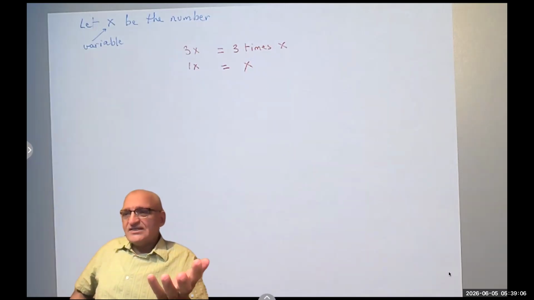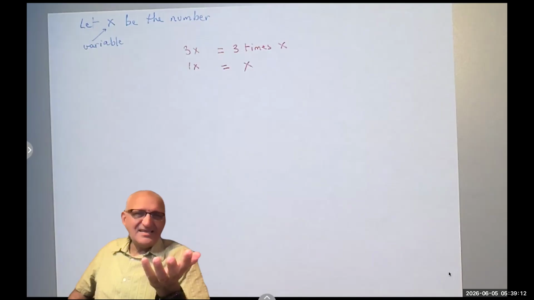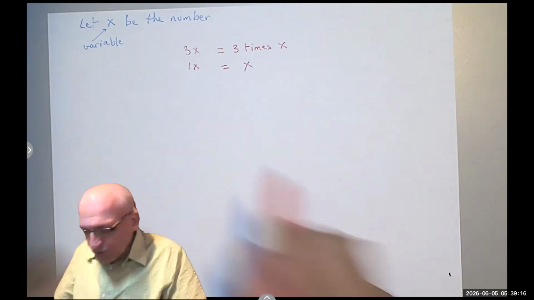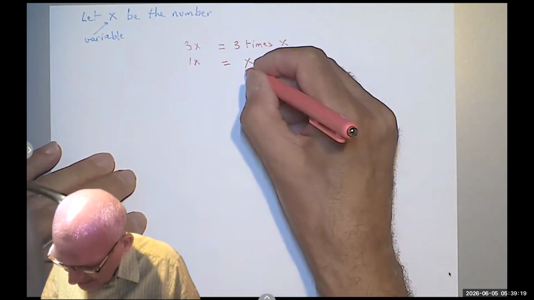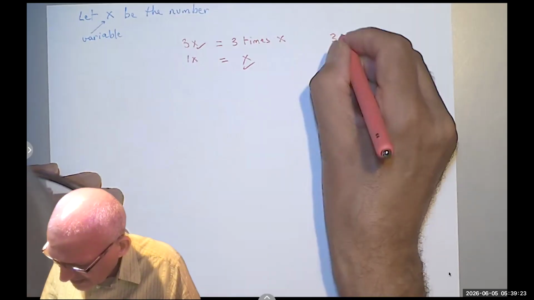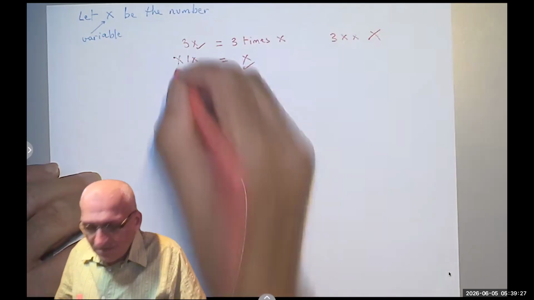Because you can say, for example, I bought a banana, or I bought 1 banana, but why do you say 1? If you say a banana, we will understand it's only 1. So usually we write this and this. We don't write 3 times x, no, or we don't say 1x, no.